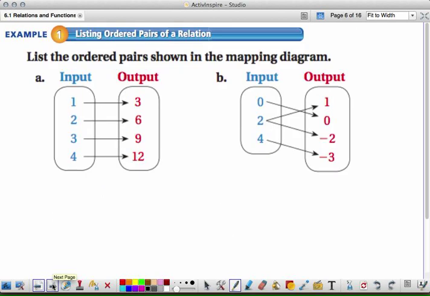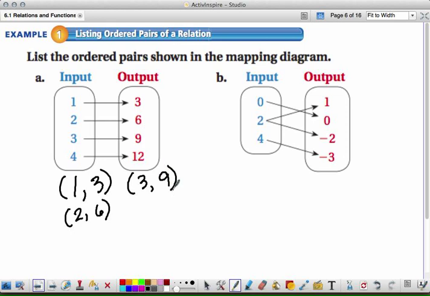So whenever we have a mapping diagram, sometimes they're going to ask us to list the ordered pairs. And we know that an ordered pair is an x and a y. And so basically what you do, you come over here to your input and you choose your x. And so in this case it's 1. And you follow that ray, and we know that the output would be 3. On this one, our input is 2 and our output is 6. The next one, our input is 3. And if you follow that ray over, your output is going to be 9. Input of 4, output of 12. And so it's pretty simple.